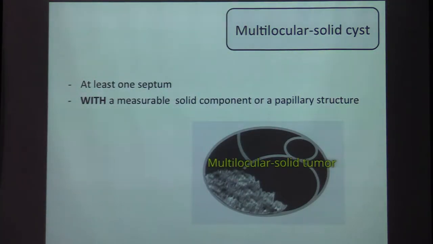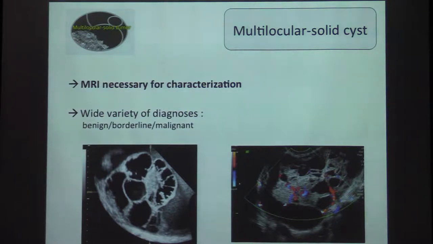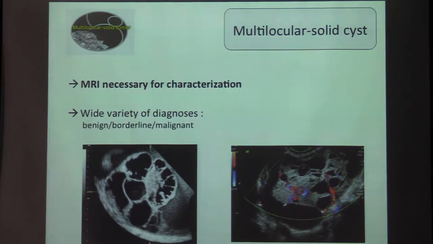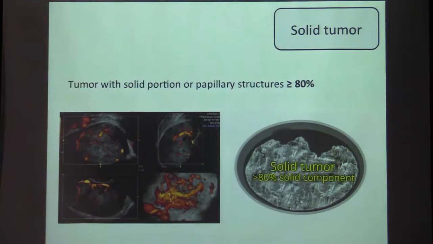Fourth category, the multilocular-solid cyst, which is defined as a cyst with at least 1 septum with a measurable solid component or a papillary structure. In this situation too, you have to perform an MRI to correctly characterize the tumor, as there is a wide variety of diagnoses from benign tumors to malignant ones. Fifth category, the solid tumor, defined as a tumor with a solid portion or papillary structures occupying 80% or more of the tumor.